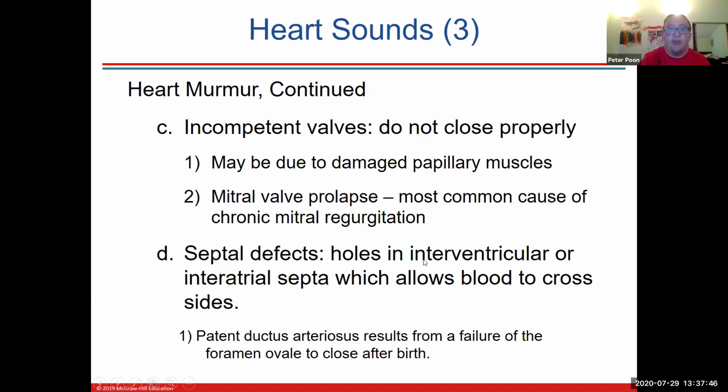Incompetent valves are ones that don't close properly, or even prolapse. Prolapse means that the mitral and tricuspid valves usually sit like this when they close, and when the pressure is on, it flips closed like this and stays there. But if you can blow it open, it prolapses.